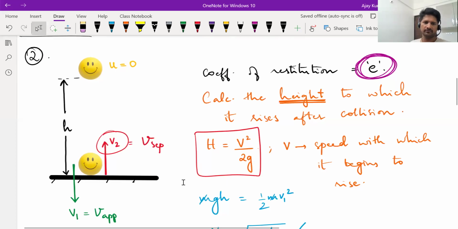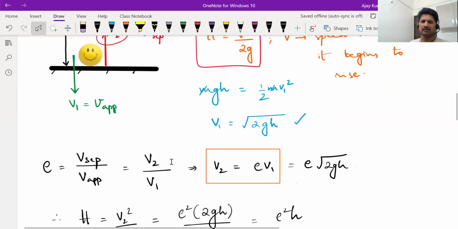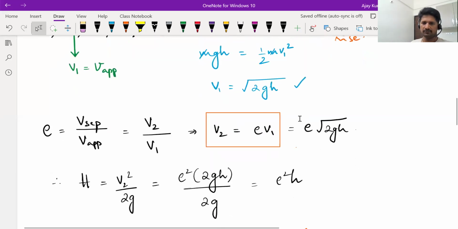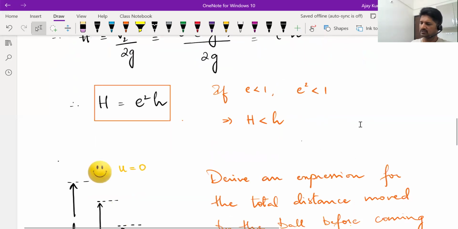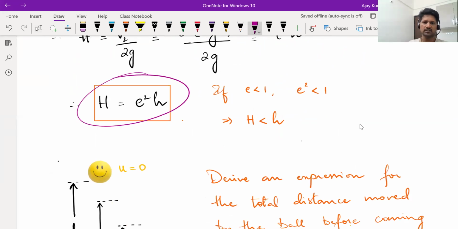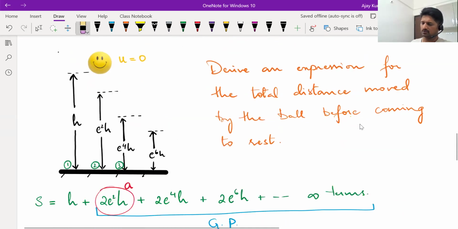So speed before collision v1 is under root 2gh. Then after collision, it bounces with a speed e root 2gh. And if you know the speed with which it bounces, you can tell the height to which it bounces. And it happens to be e square times the height from which it was dropped. So if it falls from a height h, it rises to e square h.